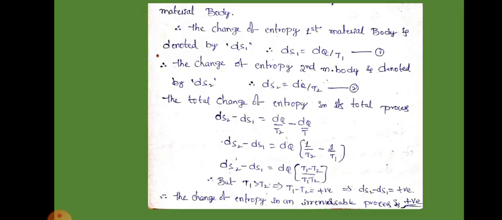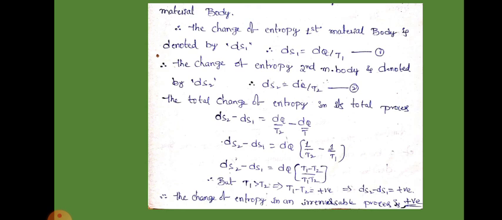The change of entropy in the first material body is denoted by dS1. Therefore finally dS1 is equal to dQ by T1. This is equation number 1. The change of entropy in the second material body is denoted by dS2, that is dS2 is equal to dQ by T2. This is equation number 2. So the total change of entropy in this process, dS2 minus dS1, is equal to dQ by T2 minus dQ by T1.